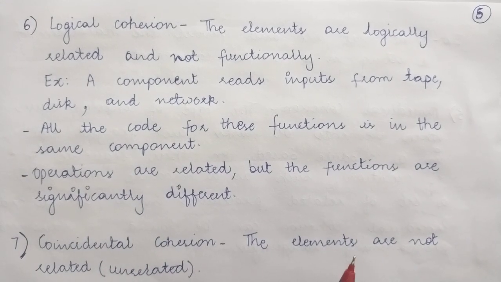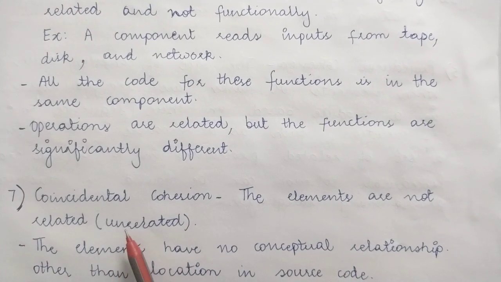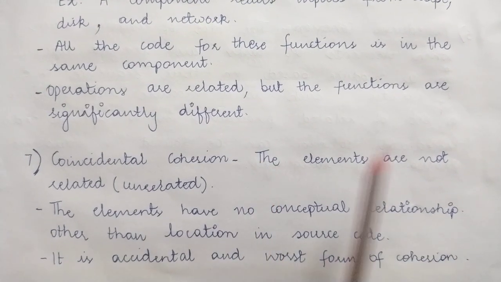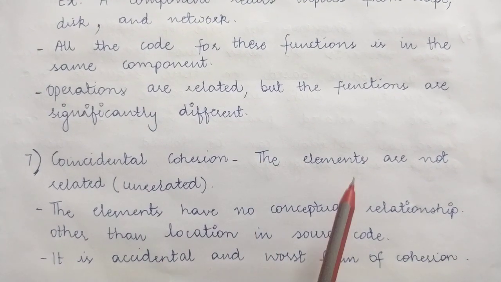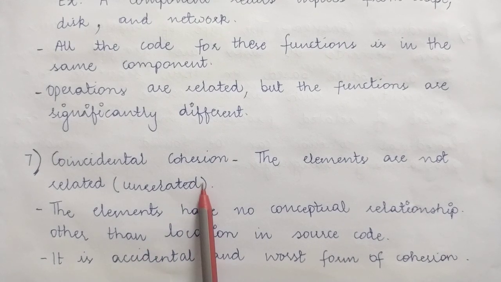The seventh kind of cohesion is your coincidental cohesion. In coincidental cohesion, the elements are not related. So here the elements are not related, rather they are unrelated. The elements have no conceptual relationship other than location in the source code. It is accidental and worst form of cohesion. So the worst form of cohesion is your coincidental cohesion, and the ideal form of cohesion, as we studied, was the functional cohesion.